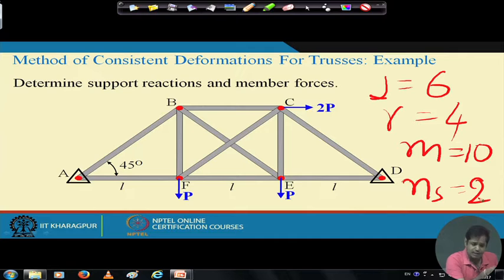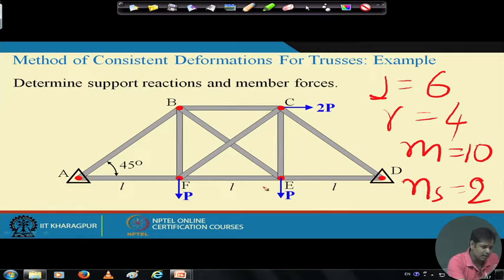Now, see whether it is external indeterminacy or internal indeterminacy. You see here the number of reactions are 4, but in this truss if instead of hinge support here, we provide a roller support at D, then also the structure is stable. So, the additional horizontal constraint at D makes the structure indeterminate. So, one indeterminacy is due to the additional horizontal constraint at D. So, this is external indeterminacy. The structure has external indeterminacy 1.